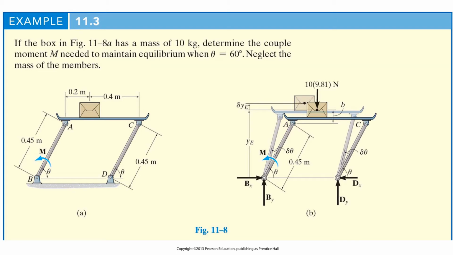Now in this problem, the mass is 10 kilograms, the length is 0.45 meters. So the y coordinate is 0.45 sine theta. What does it take to maintain equilibrium when theta equals 60? And the weight of the 10 kilogram mass is 98.1 newtons. So here's that idea.